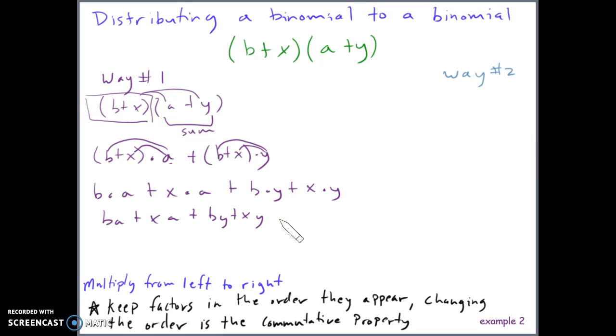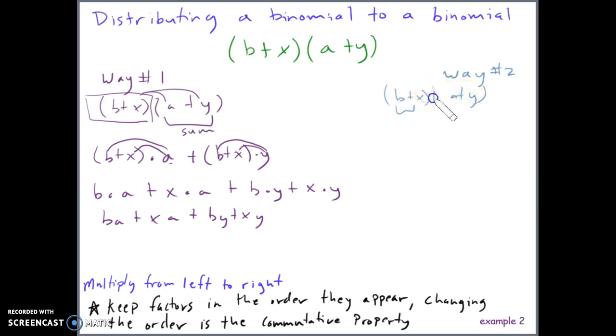The second way we could have distributed would be to multiply the left set of parentheses first to the right set. So we have b plus x, a plus y. We can say, okay, here's our sum, right?